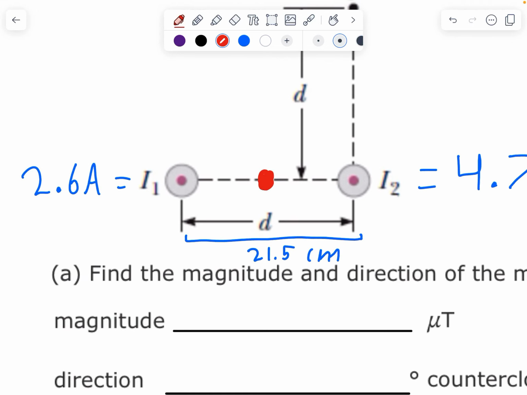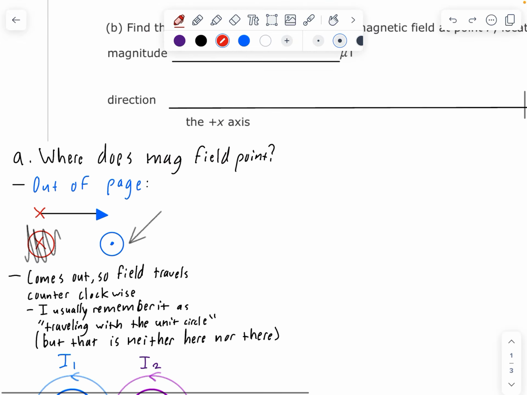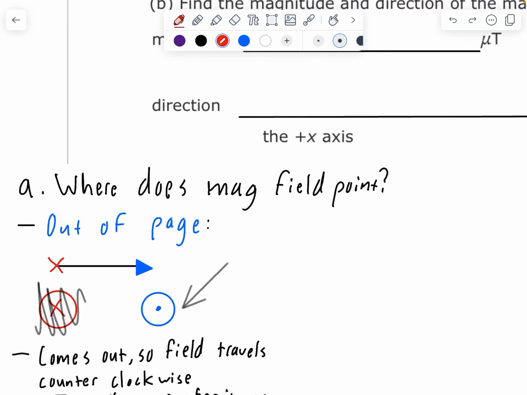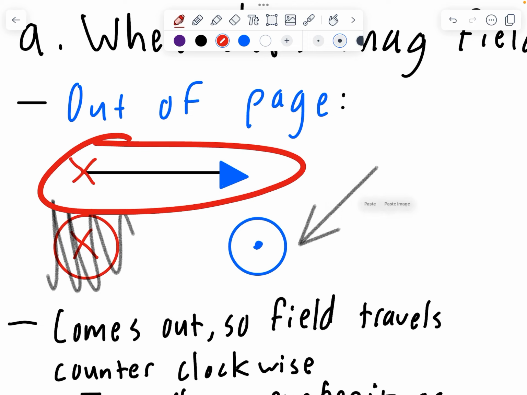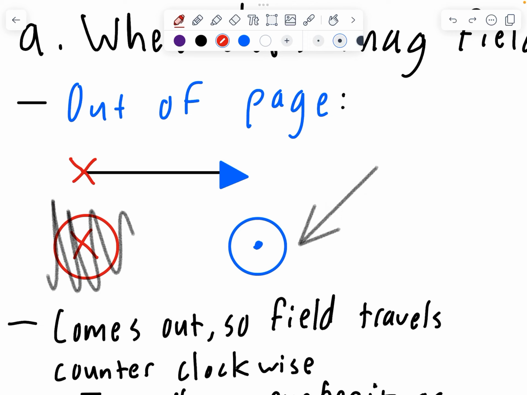Okay, wire 1, wire 2, midway between the wires would be this point here. So I'm thinking, where does the magnetic field point? I like this arrow example that helps you understand which side is which. If our arrow has a little tail on one end and a pointed edge on the other, when we see the pointed edge coming at us, then the magnetic field is coming out of the page. And when we see the tail, the magnetic field is going into the page.